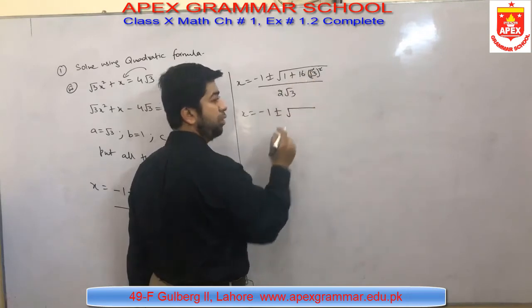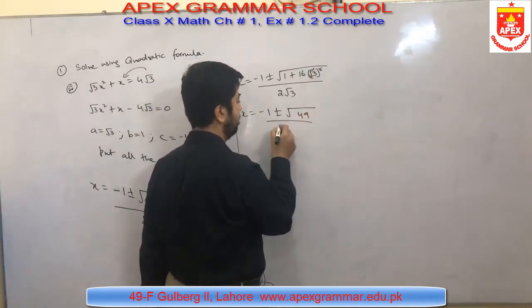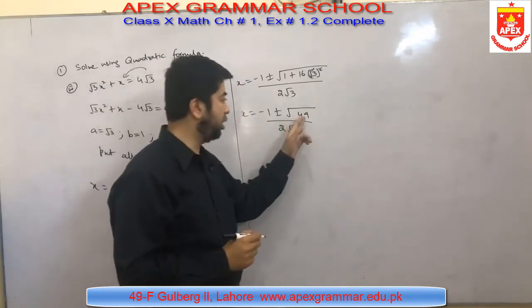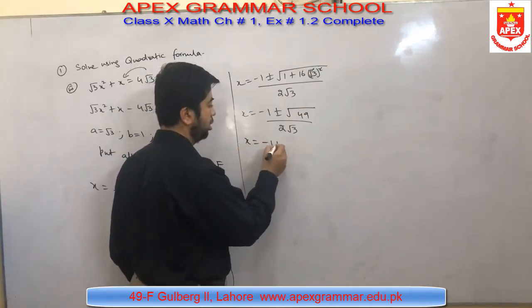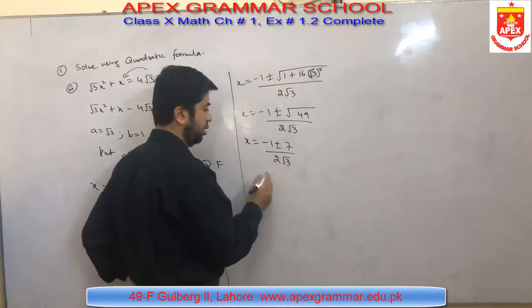Now x is equal to minus 1 plus minus under root 1 plus 16 3s are 48. 48 plus 1, this is 49, divided by 2 under root 3. Can we solve it further? Yes. We know that square root 49 is 7, divided by 2 under root 3.